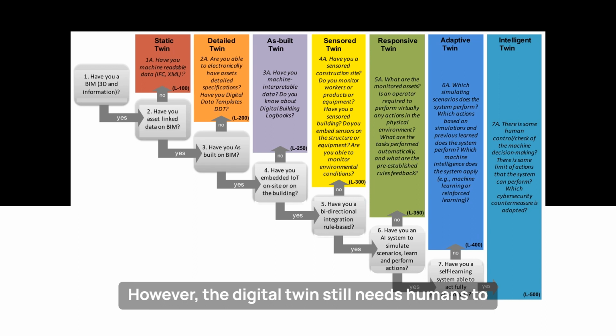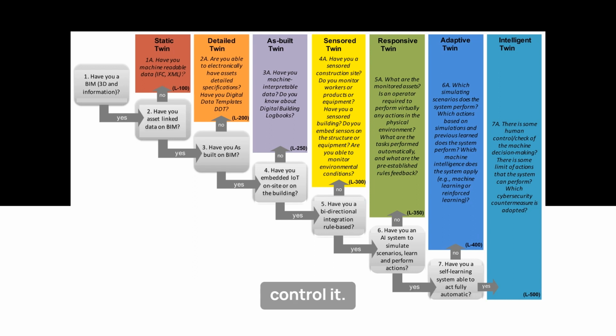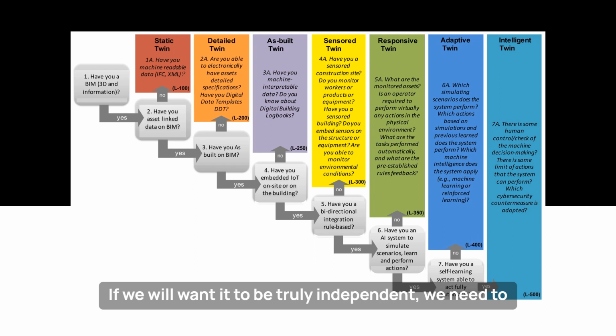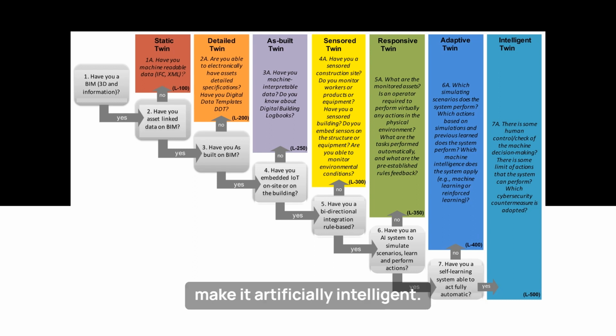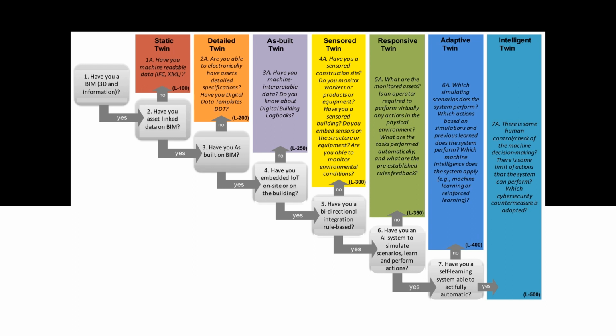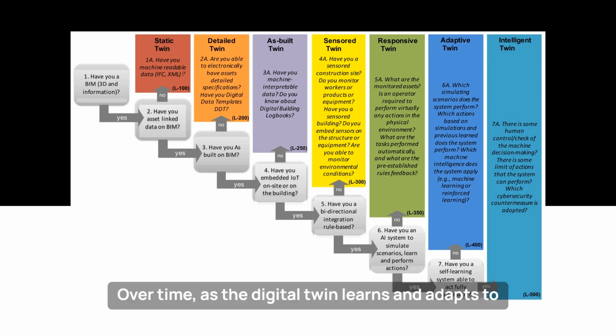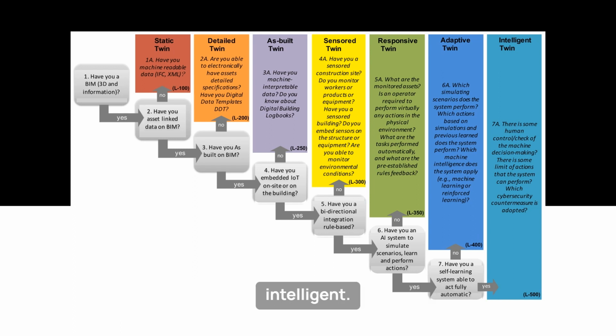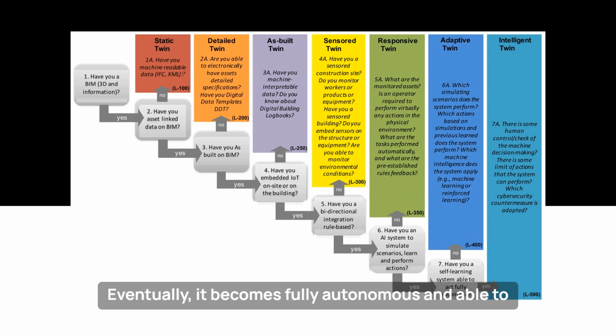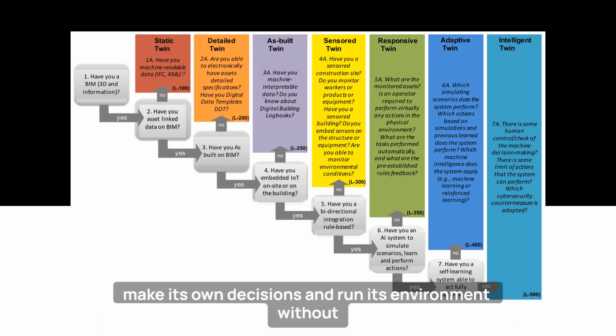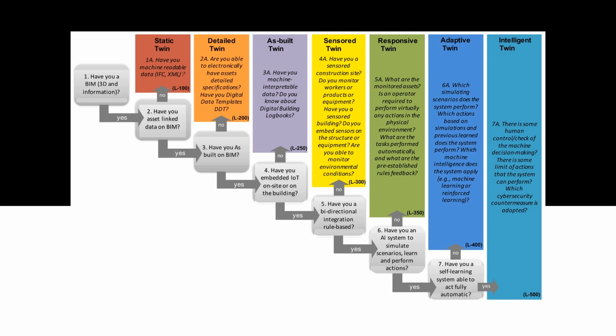However, the digital twin still needs humans to control it. If we want it to be truly independent, we need to make it artificially intelligent. Over time, as the digital twin learns and adapts to different situations, it becomes more and more intelligent. Eventually, it becomes fully autonomous, able to make its own decisions and run its environment without human help.